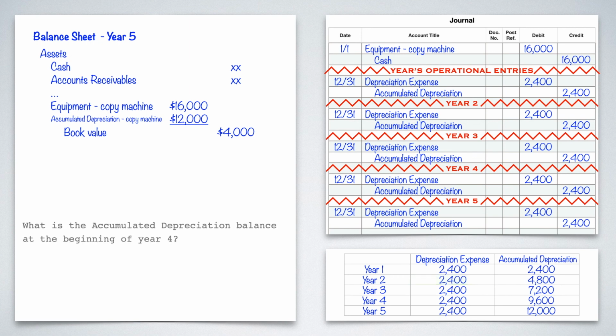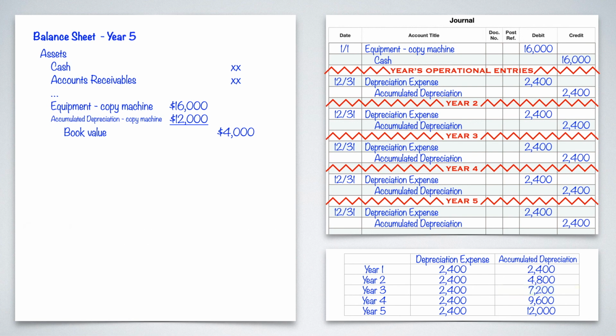You could see, what is the accumulated depreciation balance at the beginning of year 4? Be careful with this one, because remember, all of our adjustments, all the events that are happening, are at the end of the year. So if it's saying the beginning, that means the end hasn't occurred yet. If it says the beginning of year 4, we're actually looking at year 3's information because year 4 hasn't occurred yet. So we need to go back to year 3, and our accumulated depreciation in year 3 would be 7,200. Again, coming from the table.